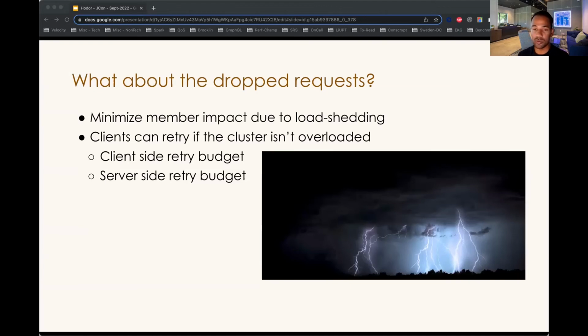Now let's look into how we introduce traffic tiering to prioritize the requests.